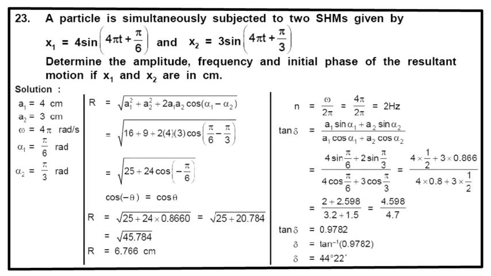Comparing the given equations with the standard ones, I get A1 is equal to 4 centimeter. I get A2 is equal to 3 centimeter. Omega is equal to 4 pi radians per second. Alpha 1 is pi by 6 radians and alpha 2 is pi by 3 radians.